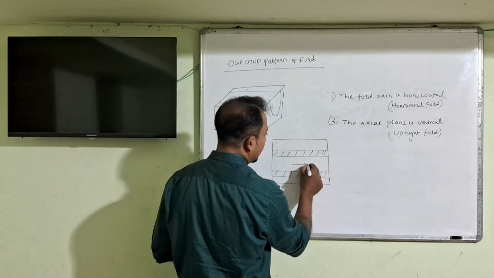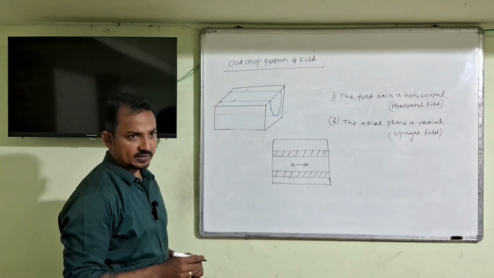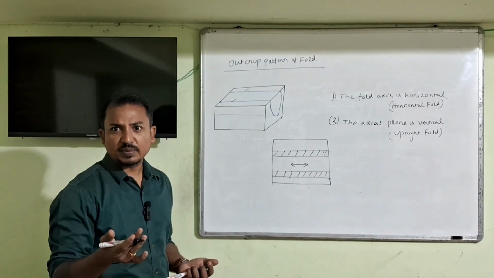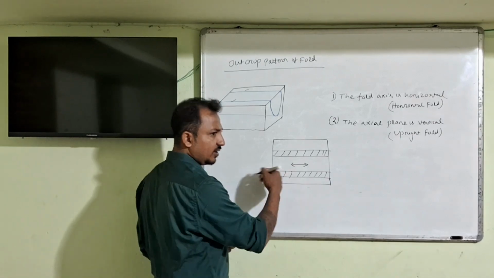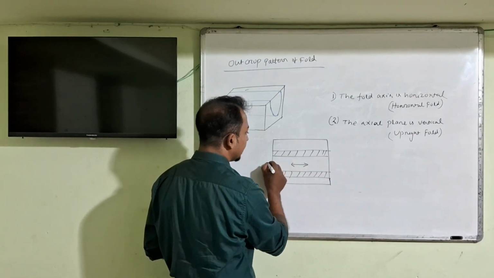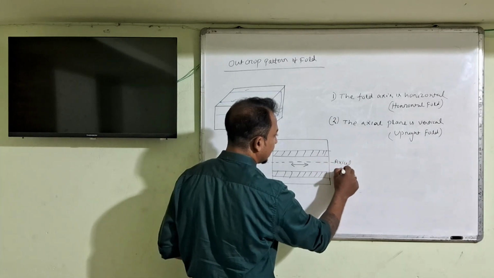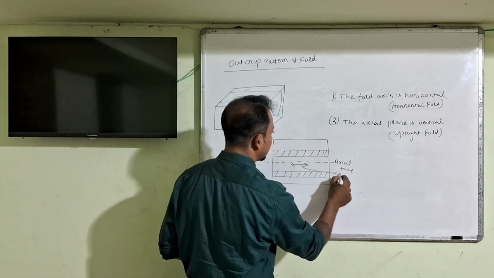Suppose this is the trend of the fold axis, so it will be horizontal. That means you can show any direction. So this is the trend of the fold axis, then the axial trace will be this one. This is the axial trace, and this is the fold axis.